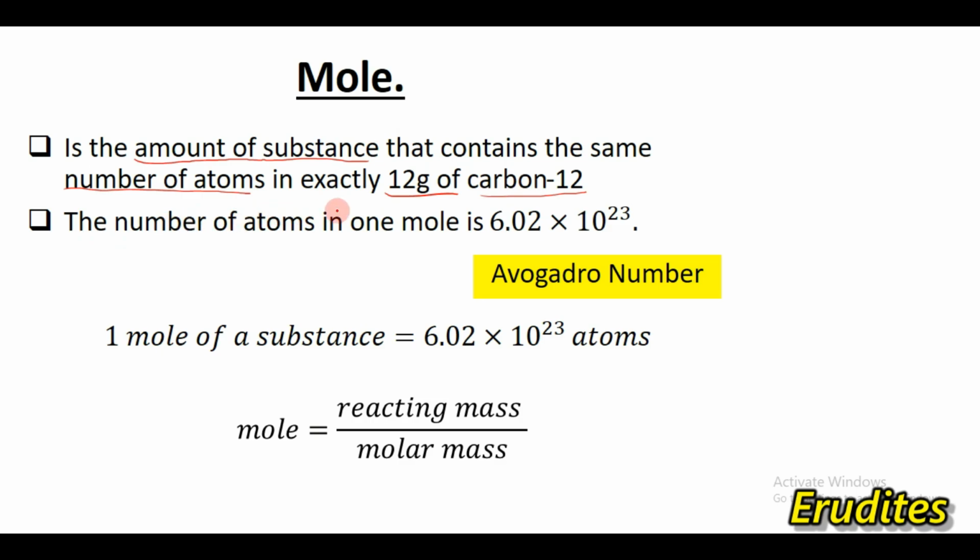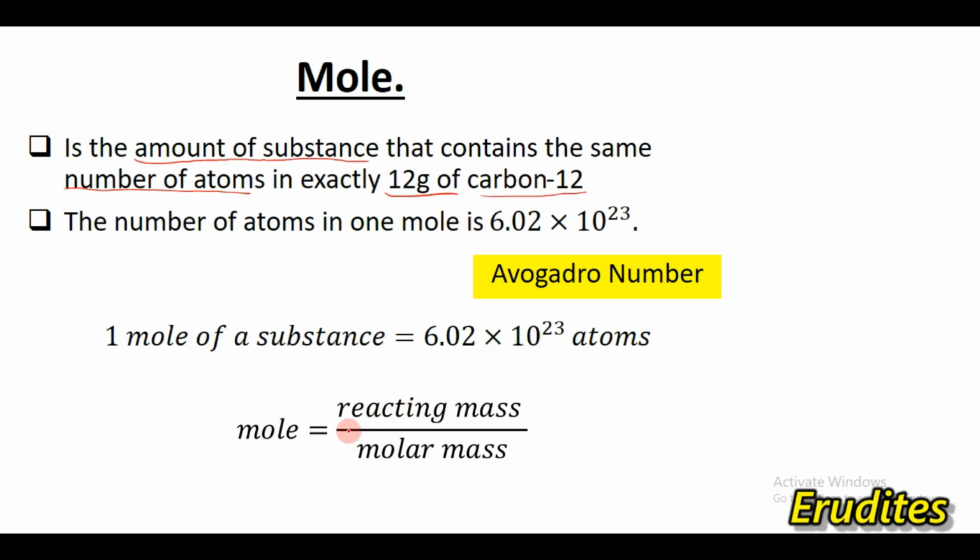The number of atoms in 1 mole of a substance is 6.02 times 10 raised to the power of 23. This number, 6.02 times 10 raised to the power 23, is known as Avogadro's number. In other words, 1 mole of a substance is equal to Avogadro's number, which is equivalent to 6.02 times 10 raised to the power of 23 atoms. We're going to see this in our calculation.